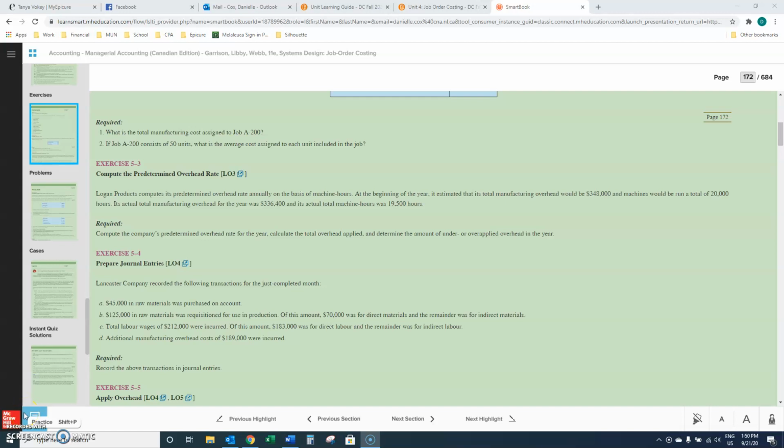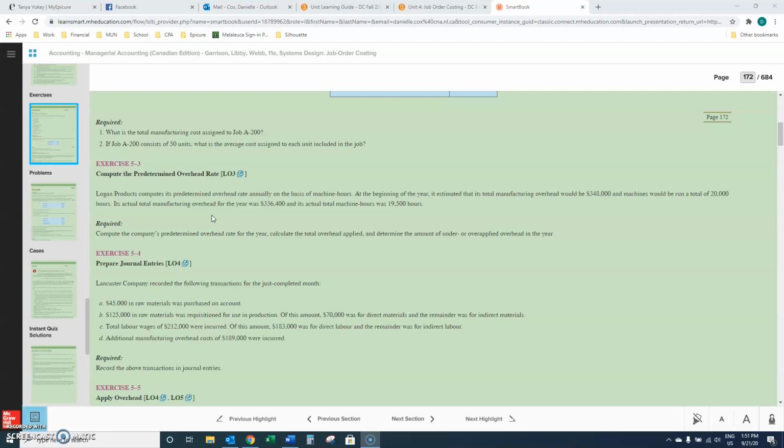Okay, we're currently looking at Unit 4, Chapter 5, and right now we're going to walk through Exercise 5-3. This question is asking us to compute the predetermined overhead rate. Logan Products computes its predetermined overhead rate annually on the basis of machine hours.